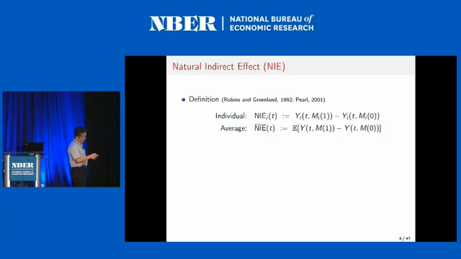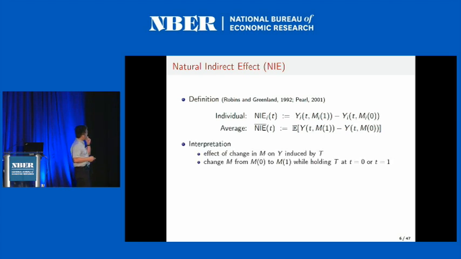Okay? And again, you can represent this at the individual level or average over the population, and you can get the average natural indirect effect. The interpretation of this is the effect of changing M on Y induced by the treatment. So the treatment changes, that shifts the mediator, and that affects the outcome. If the treatment has 0 effect on M whatsoever, then obviously the natural indirect effect would be 0. And similarly, if the mediator has 0 effect on the outcome, then the natural indirect effect would be 0.